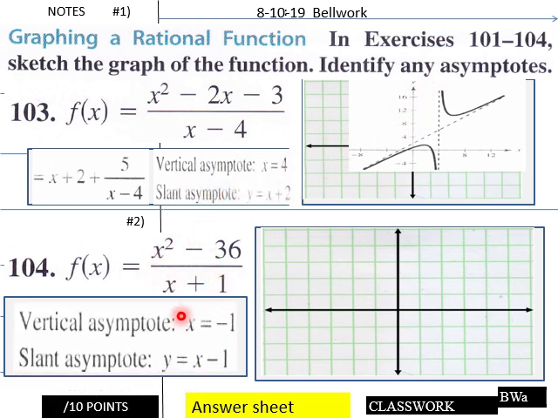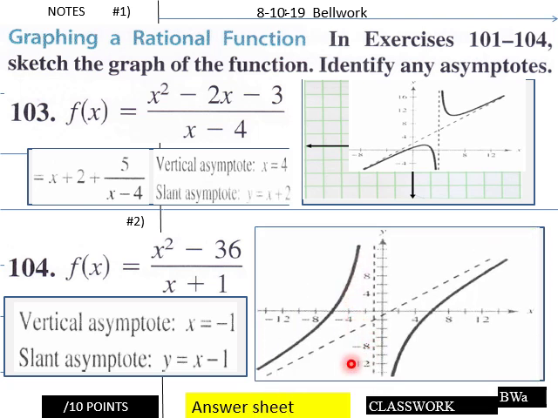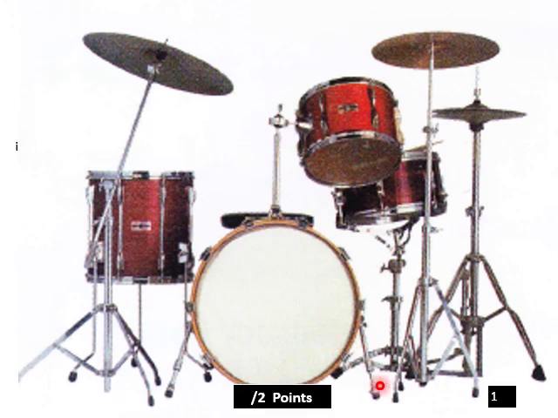And then for down here, we have a vertical asymptote at x equals -1. This will be a 0 in your denominator. So here's a vertical asymptote over here. And then we have a slant asymptote of x minus 1. So it'd be something like down here, like this. So here is your slant asymptote, and here is your vertical asymptote at x equals -1. And then you have a hyperbolic kind of function graph like that. So there's your solutions. Let's go into today's lesson.